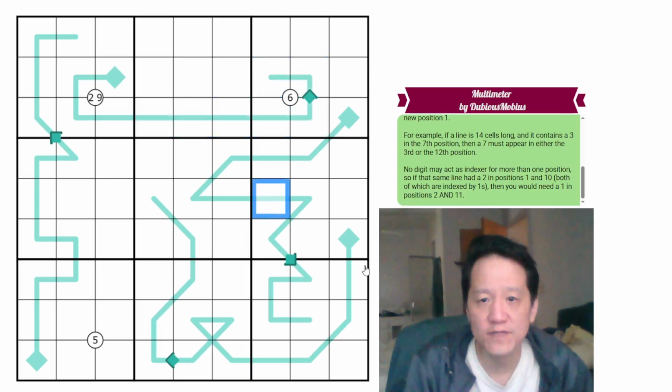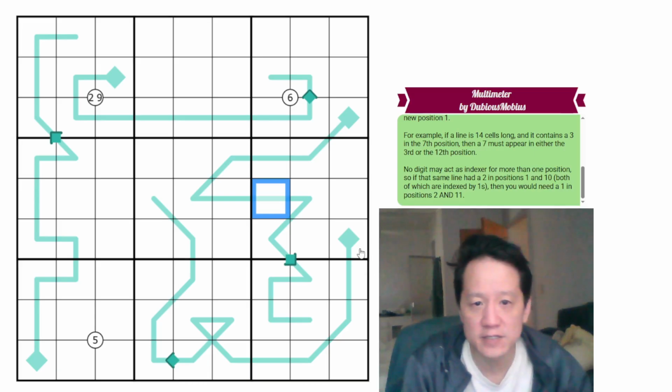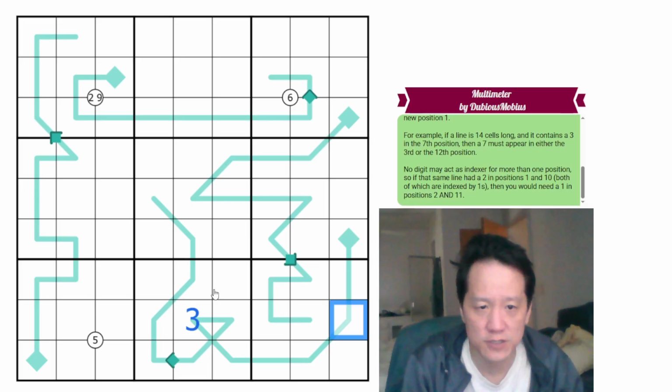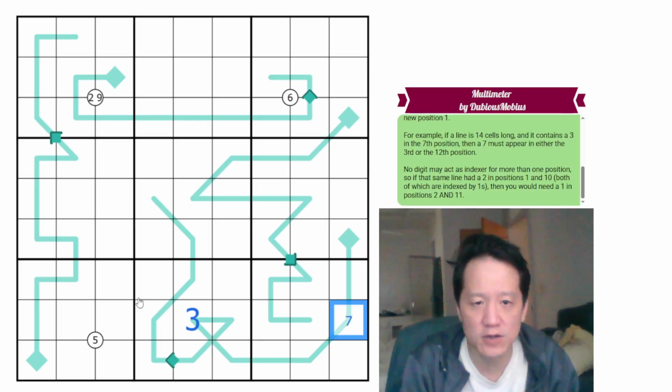If a line is 14 cells long and it contains a 3 in the 7th position, so this would be 3, then a 7 must appear either in the 3rd position or the 12th position. So you could have a 7 here or here.